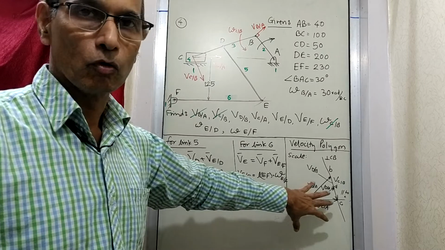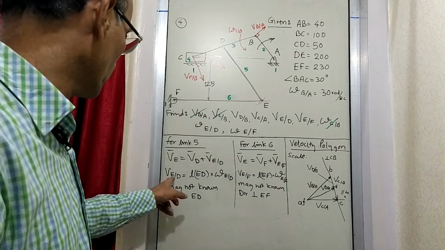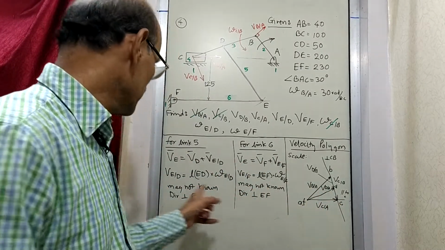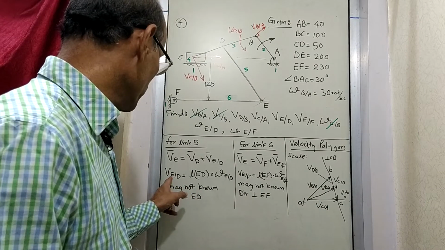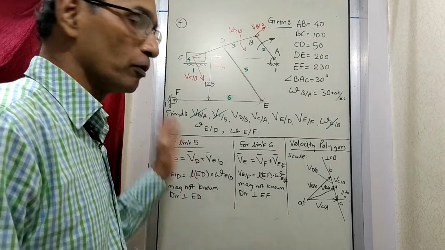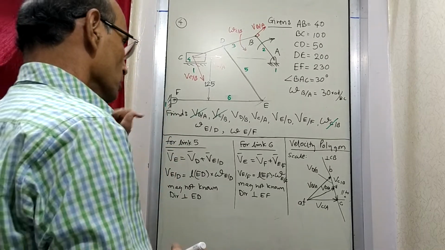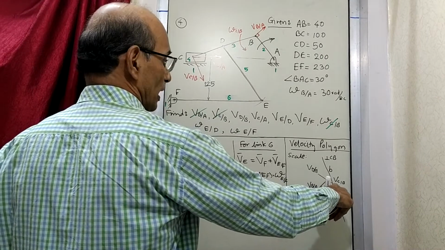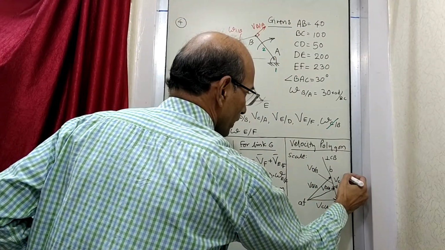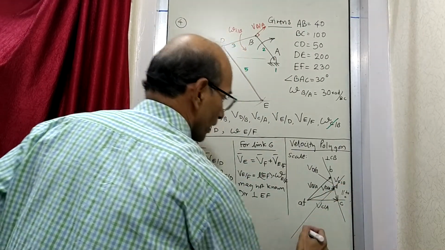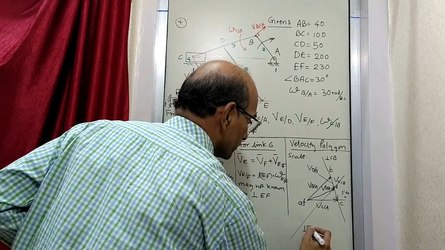So now we have to go to the polygon. So how do you put this information in the polygon? It says magnitude not known, direction is perpendicular to ED. So velocity of E relative to D is perpendicular to ED. So from D, we draw a line perpendicular to ED like this. So from here we draw a line like this, which is perpendicular to ED.